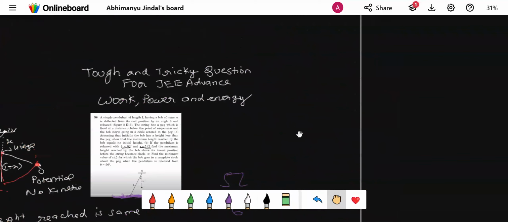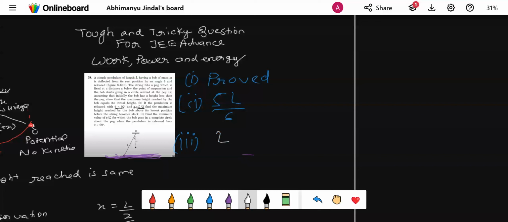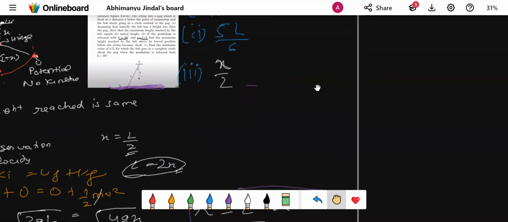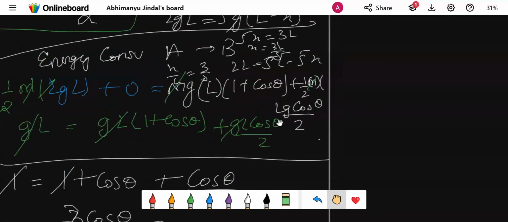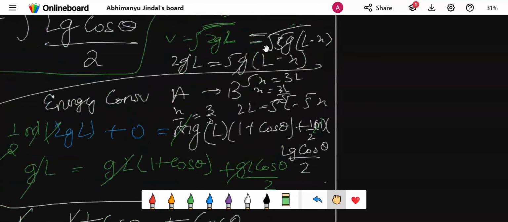So let's write down the answers which we got. Answer to part 1 was proved. Answer to part 2 was 5L by 6. Answer to part 3 was the X by L ratio, which was 3 by 5. Wait, it was 3 by 5 or 5X? Yeah, the X by L ratio was 3 by 5.